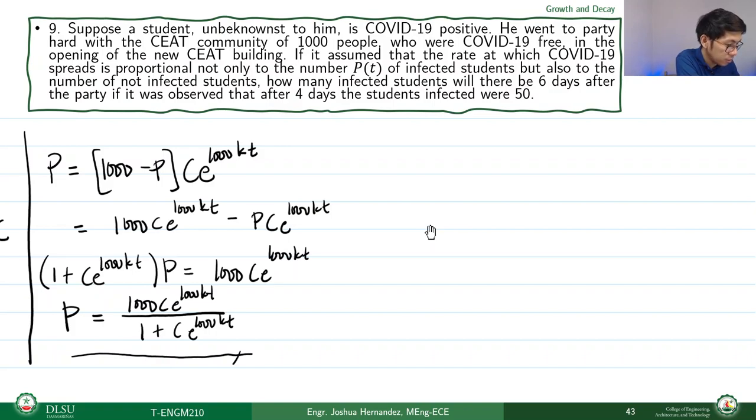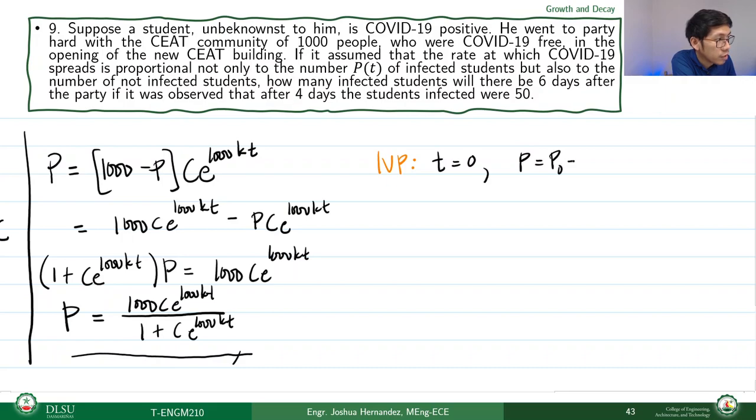Okay? And how do we solve that? Yan, applying yung ating initial value condition, we have our IVP. Sabi natin, initially, when t is equal to 0, the initial population is equal to 1. You know, and then we can solve for C. What is C?